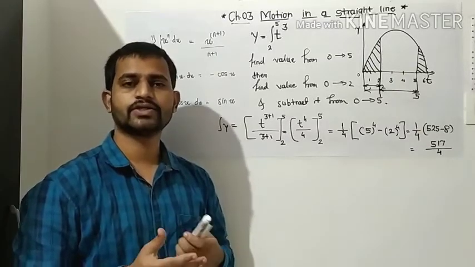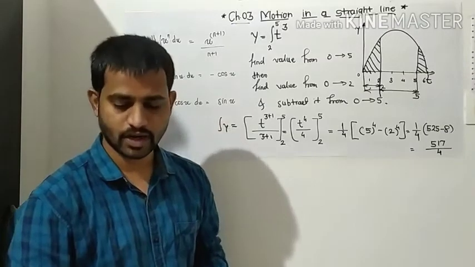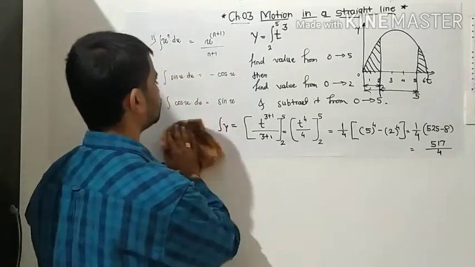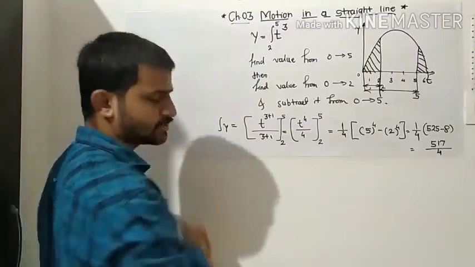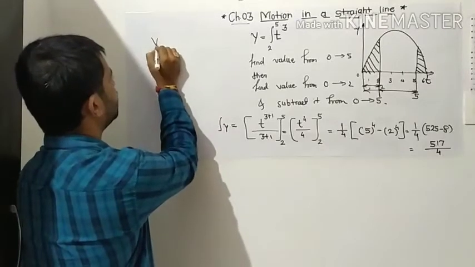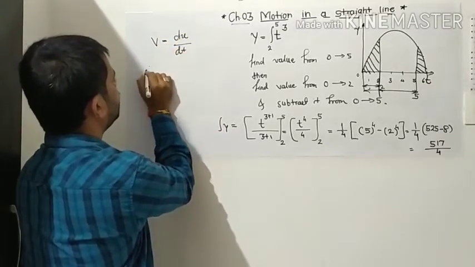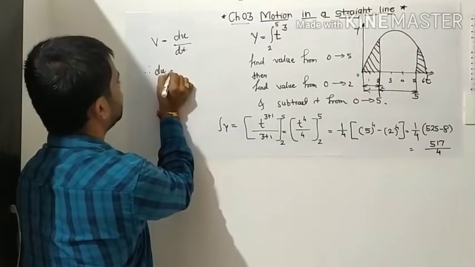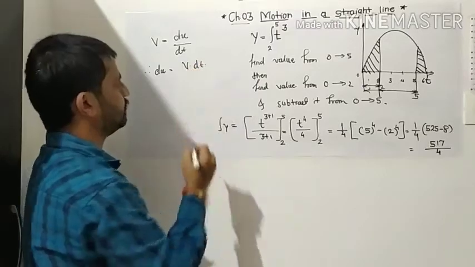Okay, so in the equation we know what is the value of velocity. How to give the velocity here? We know velocity is given as dx by dt. So velocity is equal to dx by dt. Now how is dx given? dx is given by v dt. Okay, dx is given by v dt.